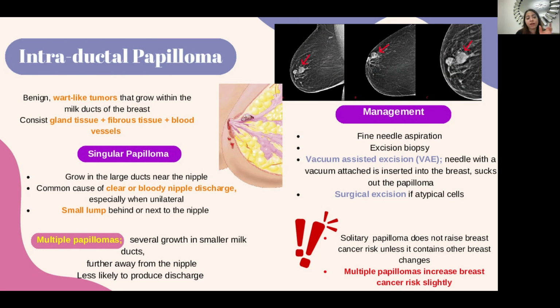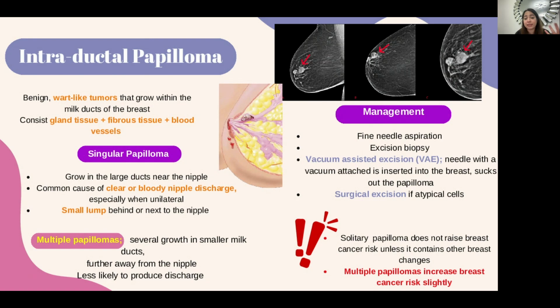And if it is a singular papilloma, it will usually feel like a small lump just behind or next to the nipple. And then if you have multiple papillomas, they can be further into the breast tissue and less superficial, and they grow in the smaller milk ducts further and further away from the nipple, and so they are less likely to release that bloody or clear nipple discharge, because they are so far back.